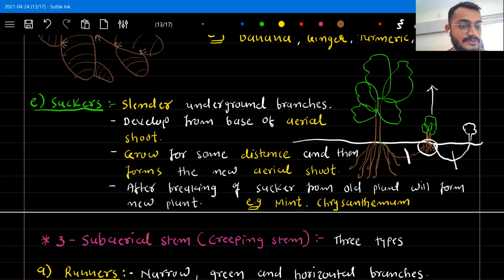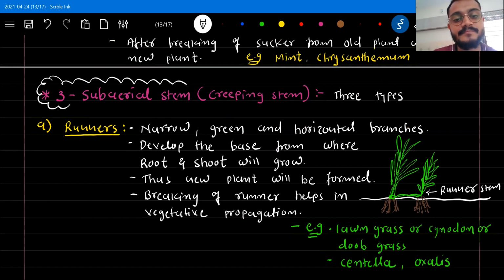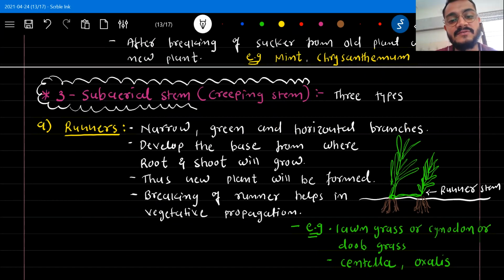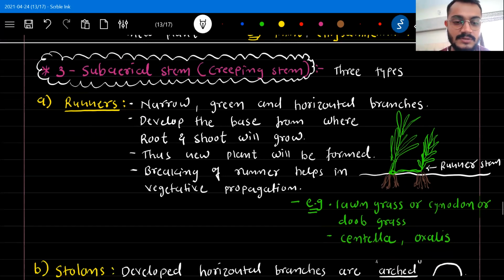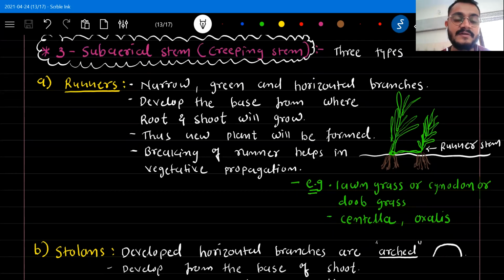Okay, so now this is all about the underground stem. Now let's talk about the subaerial stem, the third type. The subaerial stem is also called the creeping stem. These subaerial stems are of three types. The first one is the runner. We have already covered that on the board, nothing new in this, but still let's take a look at it.